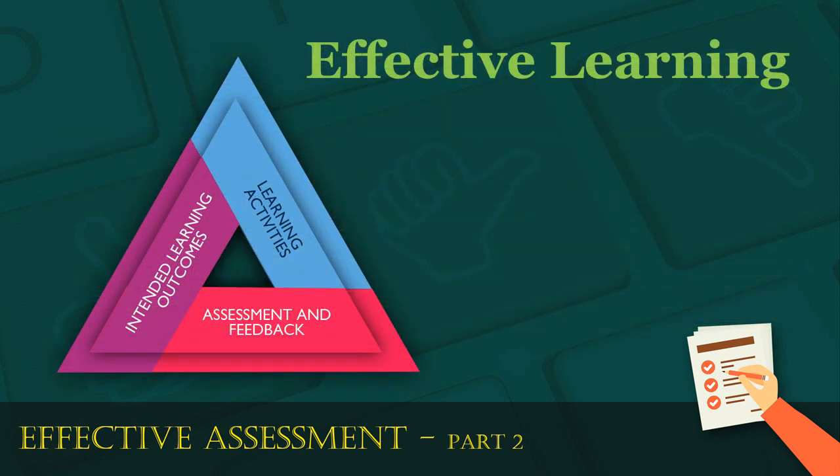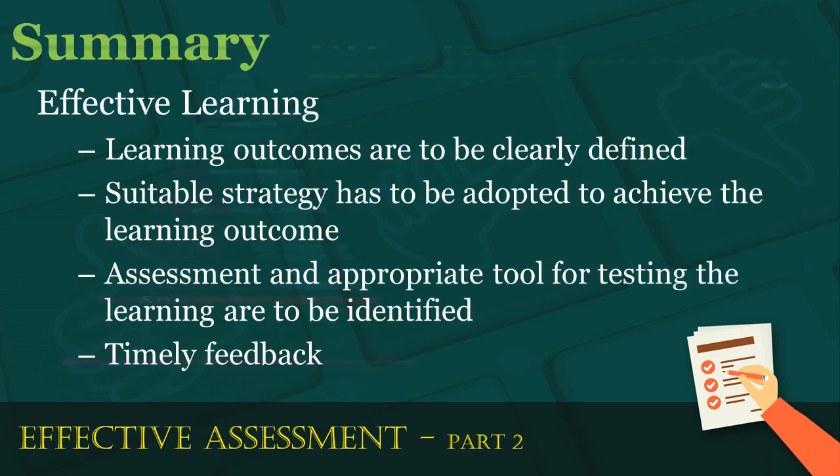This is called the triangle of effective learning. In conclusion, from all the modules you have learned so far, it is understood that learning outcomes are to be clearly defined. Suitable strategy has to be adopted to achieve the learning outcome. Assessment and appropriate tool for testing the learning are to be identified and timely feedback to be given in order to achieve effective learning. This is the summary of effective learning.